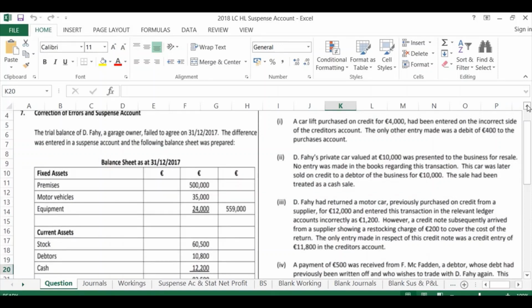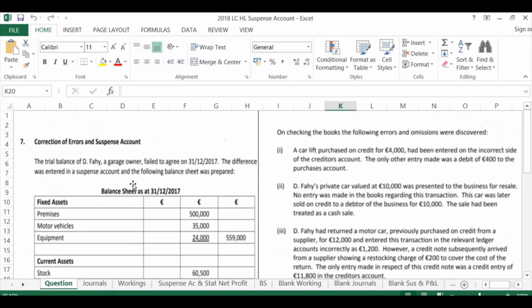Note number 1 says, and it's important to bear in mind here, Fahy are a garage owner, the company we're doing. Fahy are a garage owner. So note 1 says, a car lift purchased on credit for 4,000 had been entered on the incorrect side of the creditors account. The only other entry was a debit of 400 to the purchases account.